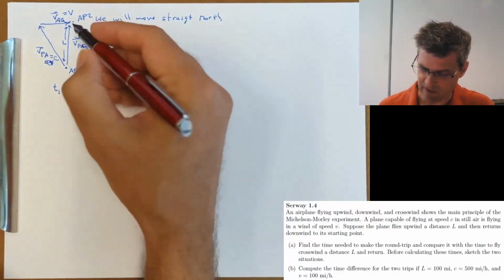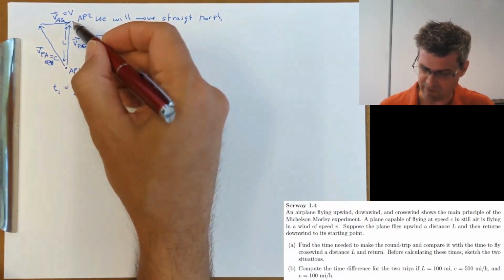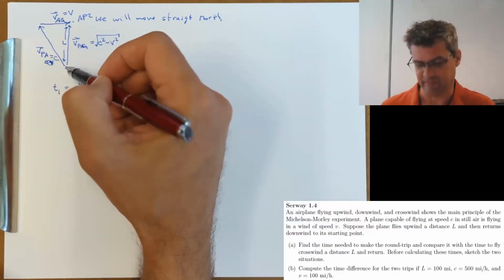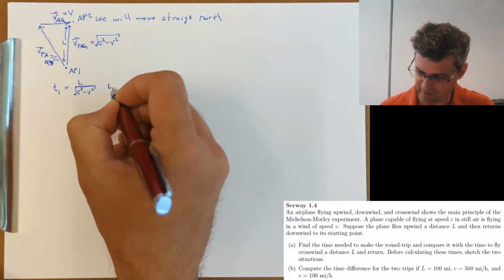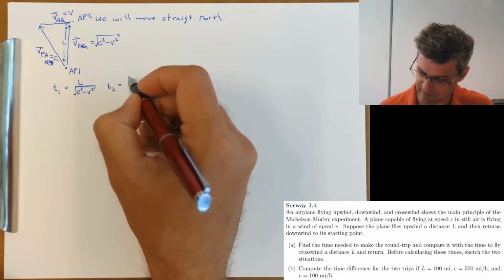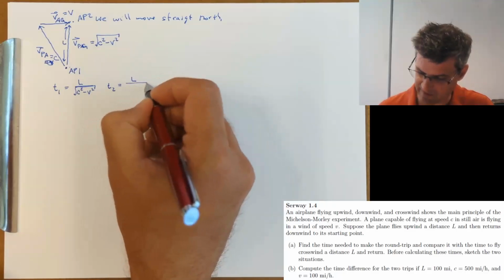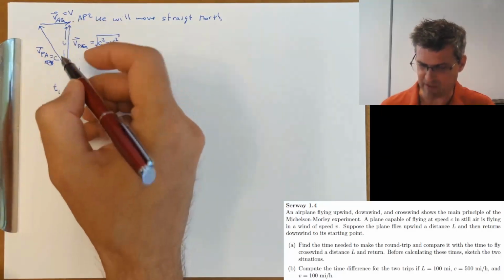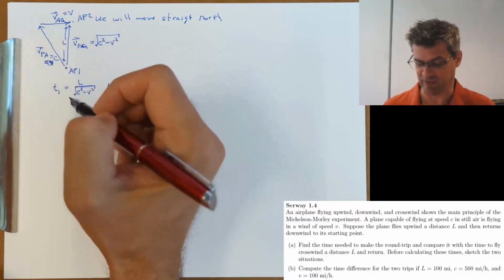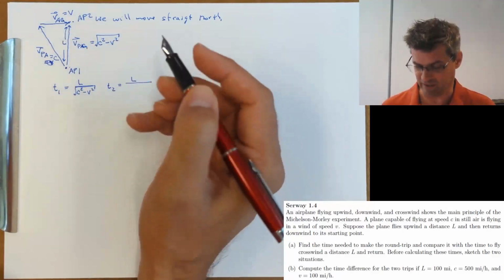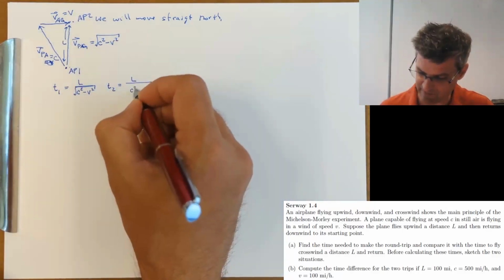Okay. Now, what if I wanted to fly from airport 2 back to airport 1? How long would that take? It would take the exact same amount of time, because while the triangle is flipped over, it's a mirror image of the triangle and is exactly the same.